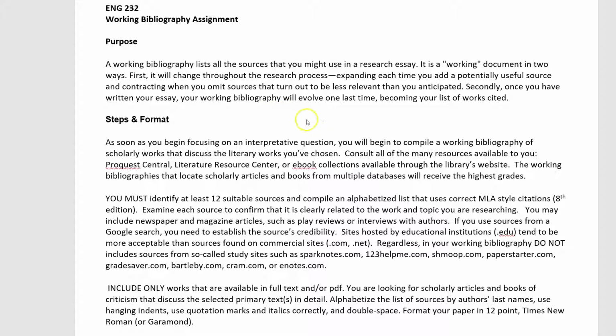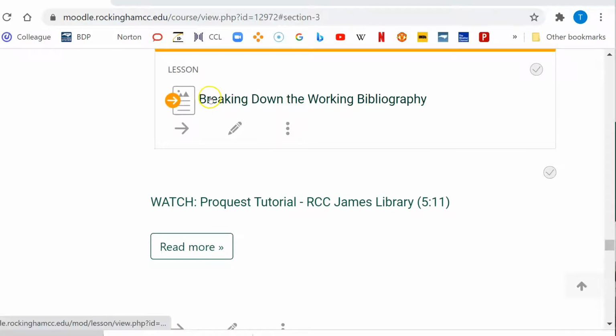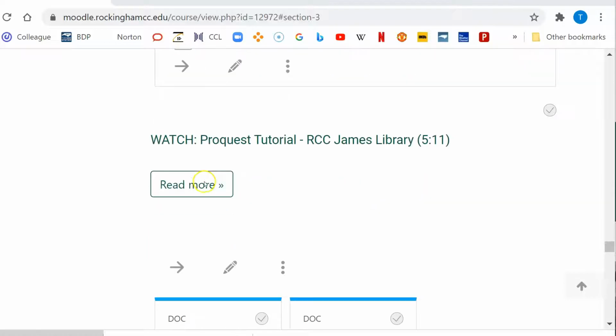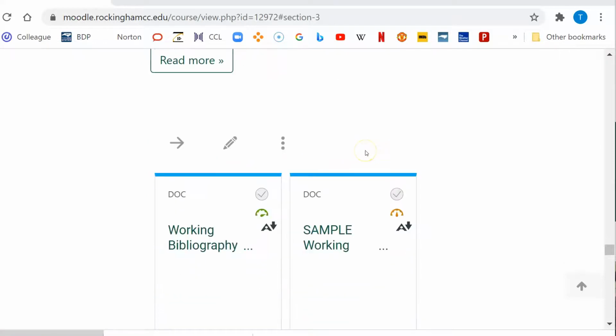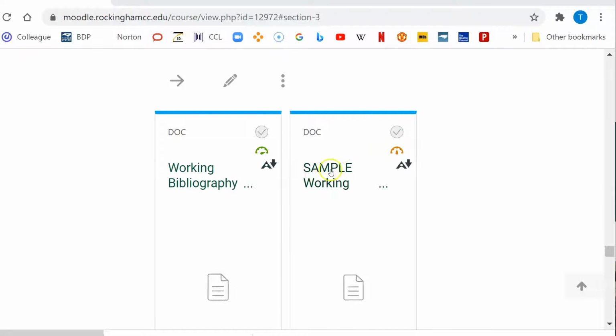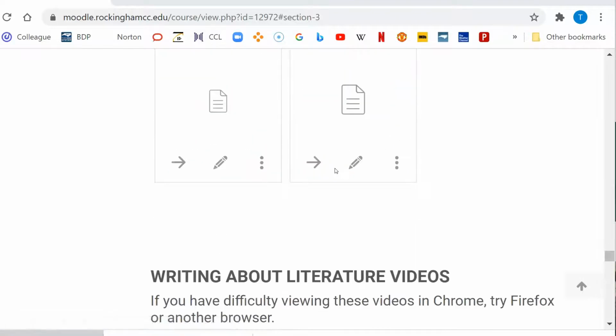This also gives me a chance to take a snapshot of your research before the final paper is turned in. So again, that has a deadline sometime before the research paper is due, but they both come at the end of the semester. You'll also find a lesson in which I break down the working bibliography in more detail as well. There's a video that shows you how to access ProQuest, and a tutorial about using the databases in the RCC library. There's a sample working bibliography in addition to the assignment.